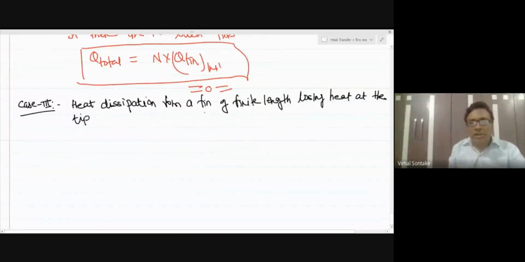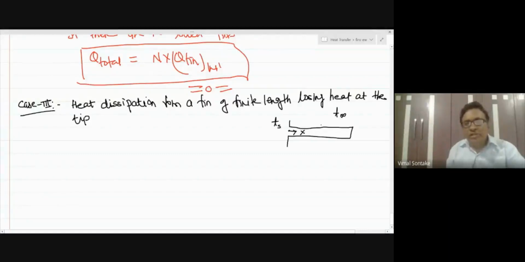So let us draw the schematic for this. Let us consider there is a fin of some finite length. It is attached to the base surface having temperature Ts. It is exposed to the environment having temperature T infinity. By virtue of conduction through the fin material in the x direction and heat transfer from the fin surface due to convection, temperature of the fin will be diminishing in the x direction.